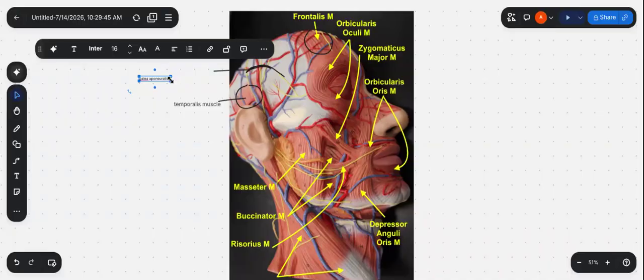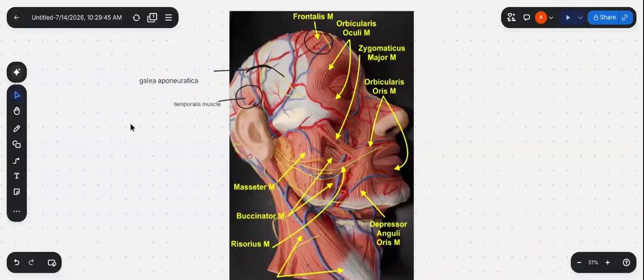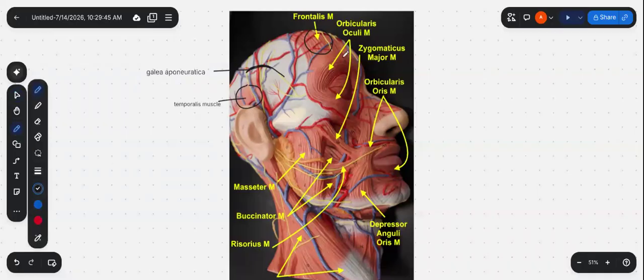Then you have some muscles around your eyes and mouth. So the first of which is your orbicularis oculi. So that is going to be this circular muscle that is over here. Then you have your zygomaticus major. That is this one right over there. Orbicularis oris is the circular muscle that is around your mouth and your lips.